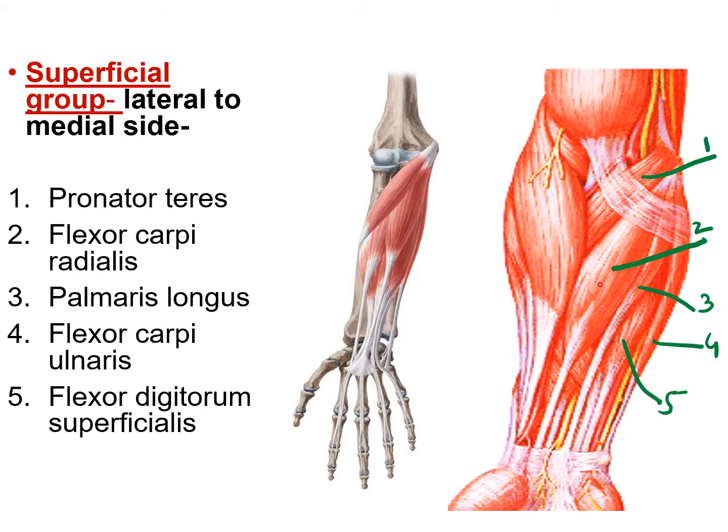Starting with the superficial group, the superficial muscles are 5 in number, and from lateral to medial side, they are lying the pronator teres, flexor carpi radialis, palmaris longus, flexor carpi ulnaris, and the strata which separates the superficial muscles from the deeper muscles is the flexor digitorum superficialis. So this is the pronator teres muscle.